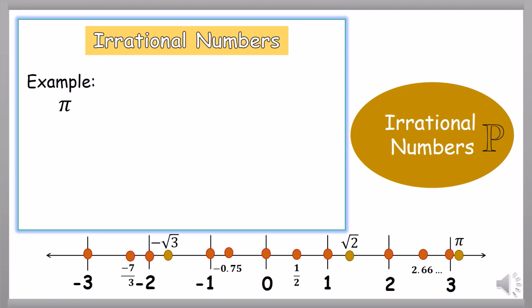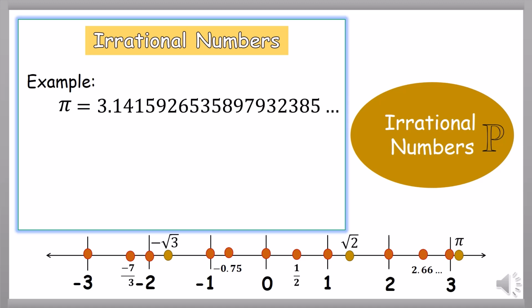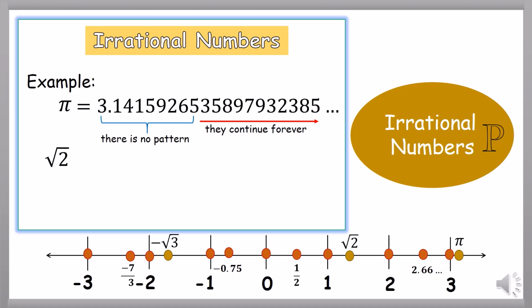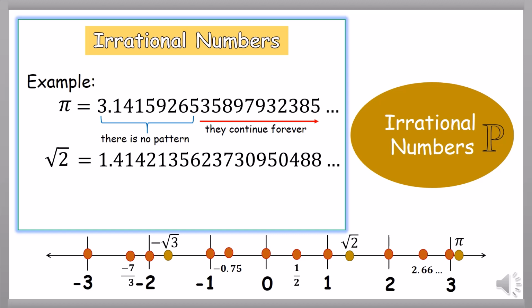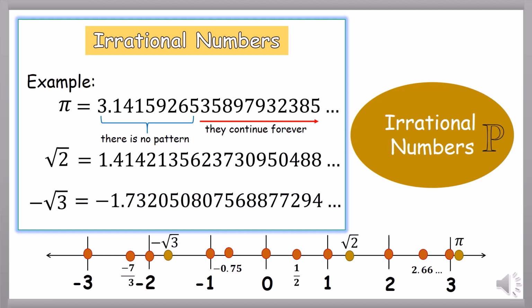Example, pi is equal to 3.1415 and so on, which means that the value of pi continues forever without a pattern where a number repeats itself. That is why it belongs to the set of irrational numbers. Other examples of irrational numbers include square root of 2, which is equal to 1.4142 and so on, and negative square root of 3, which is equal to negative 1.7320 and so on. These numbers are also irrational since they cannot be expressed as a fraction or ratio.